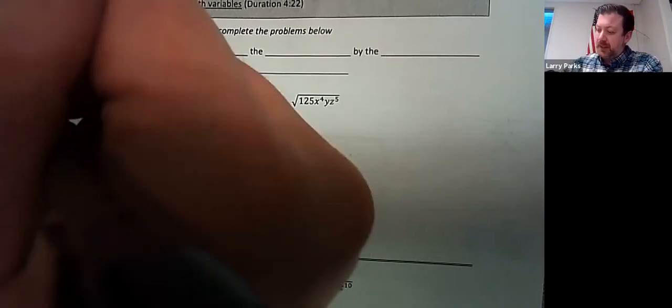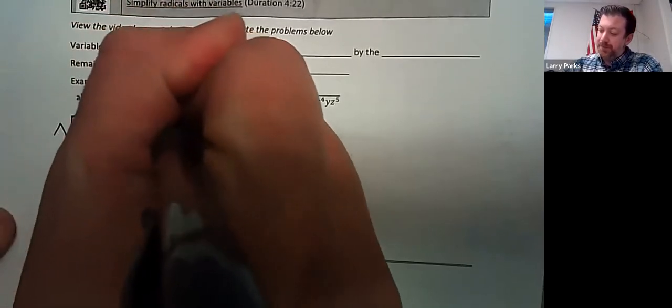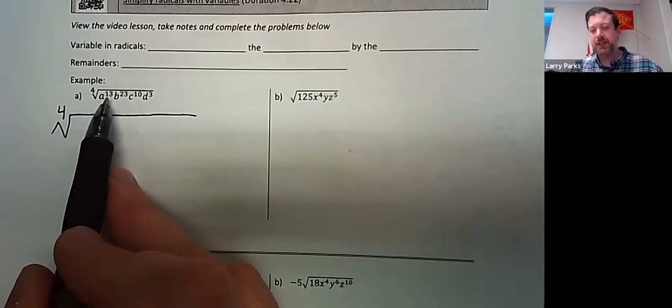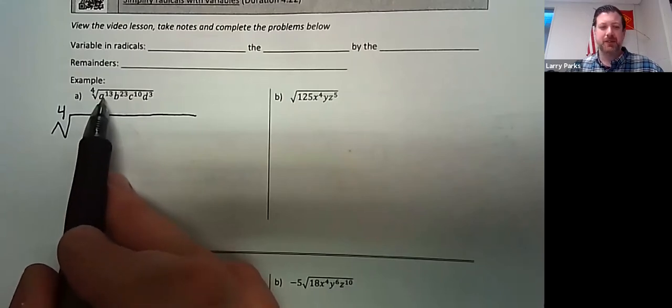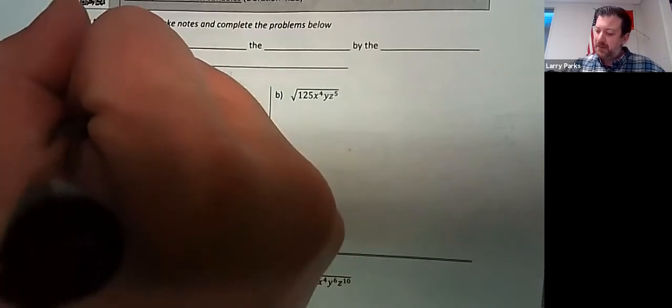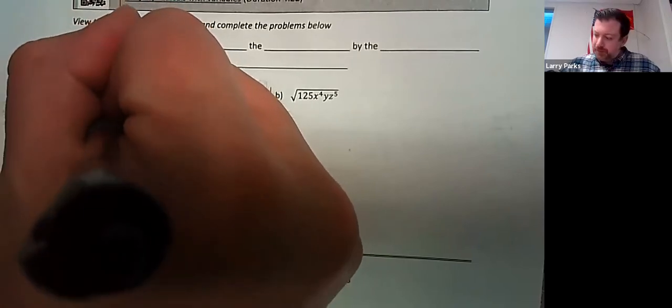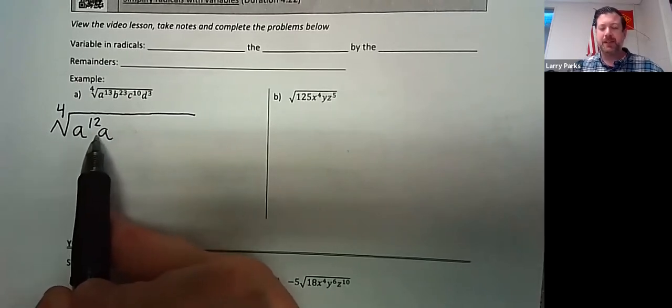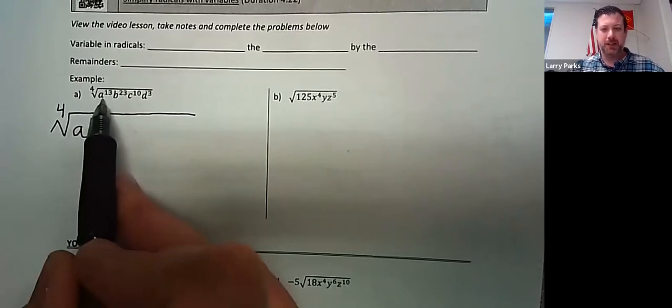So for example, we'll do the A's. If I'm counting by 4s and I'm trying to get to 13, we go 4, 8, 12. So 12 is the closest number to 13 without going over. I'm going to break this into a to the 12th times a. And notice when you multiply and you have the same base, you add the exponent. 12 plus 1 is 13.